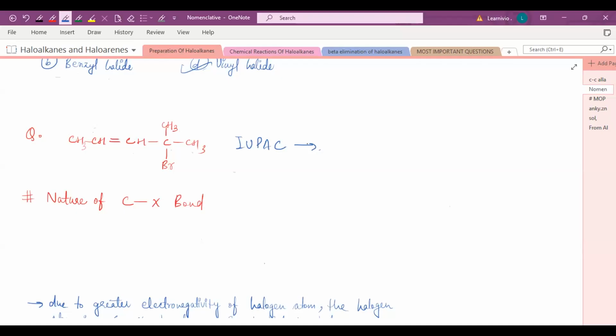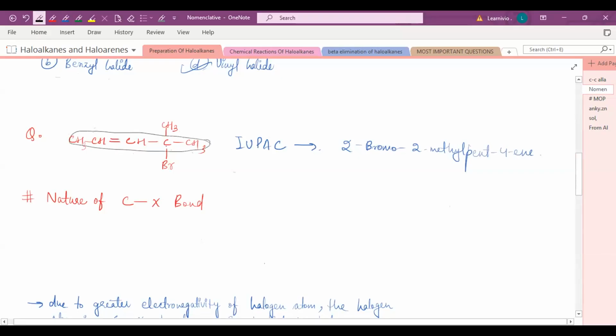Ma'am, 2-bromo. Just a second. That's 2-bromo, are you sure? 2-bromo, yes. 2-methyl, pent-4-ene, I'm not sure. Ma'am, see here. This is the parent chain, right? Yes, ma'am. First, you have started the numbering from the right side, I think.